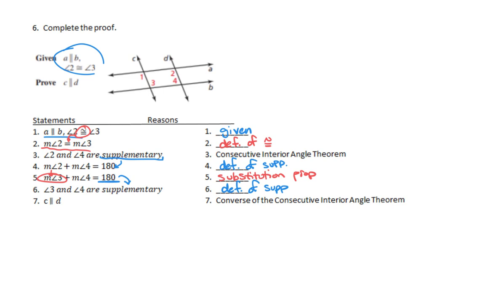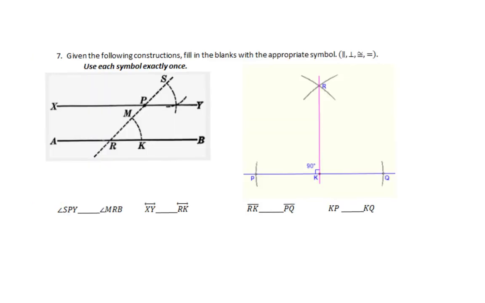All right, last one. Here we go. Cool, cool. Now with this, it's important to know your symbols. Know your symbols. We got parallel. We got perpendicular. We got congruent. And we got equals.